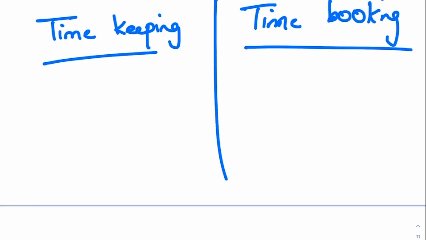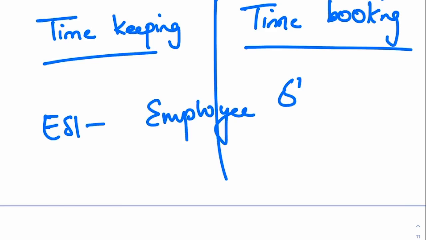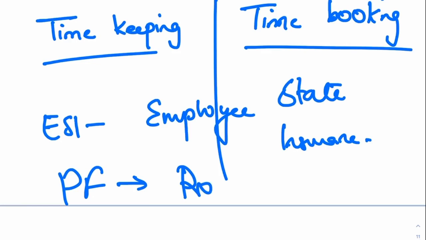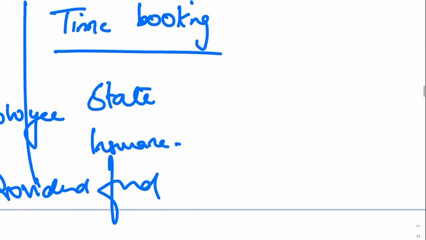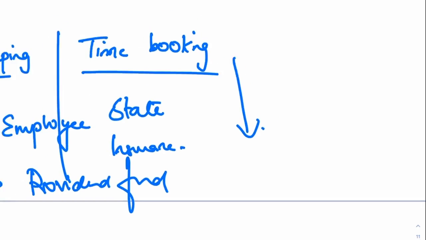Okay. How many of you don't know what PF, gratuity, professional tax is? ESI stands for Employee State Insurance. PF stands for Provident Fund, and then gratuity. Now, what happens is, whatever money the company deducts from the employee towards these expenses, that is ESI and PF.